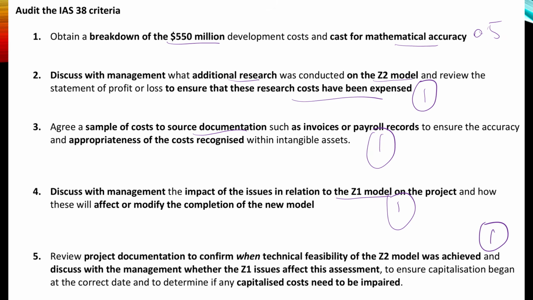Very interesting. I am going to review documentation to confirm when technical feasibility of Z2 was achieved. So if this was done before the Z1 issues were identified, this needs to be looked at again, right? Because now things have been identified. And remember, Z2 was based on Z1. So when was technical feasibility identified or achieved? And discuss with the management whether the Z1 issues affect this assessment so that I can evaluate whether impairment needs to happen.